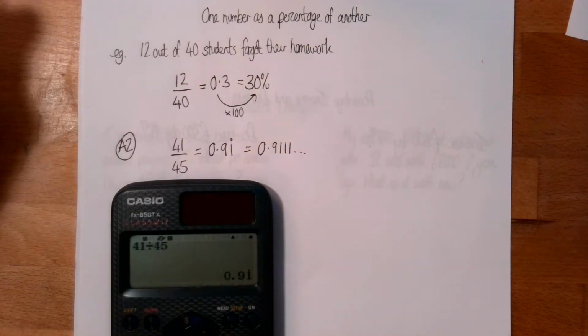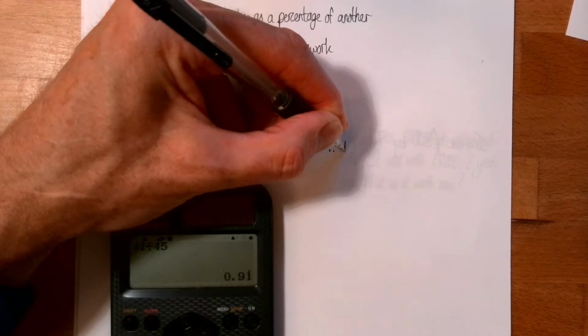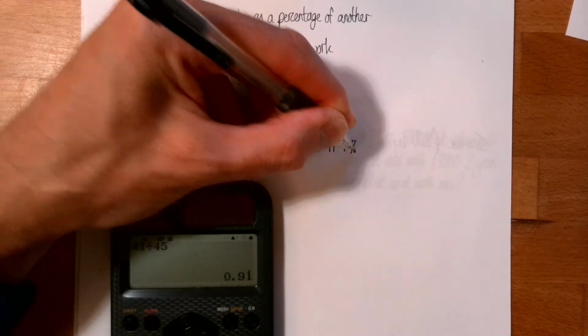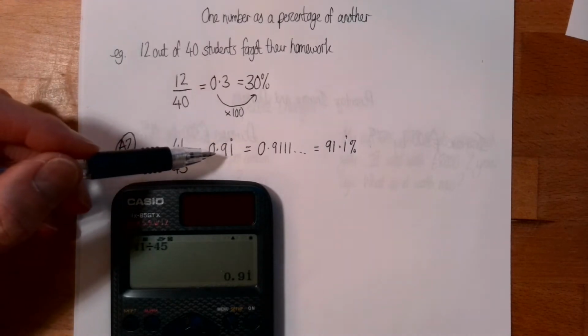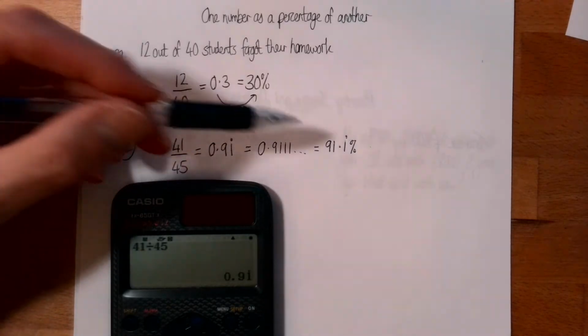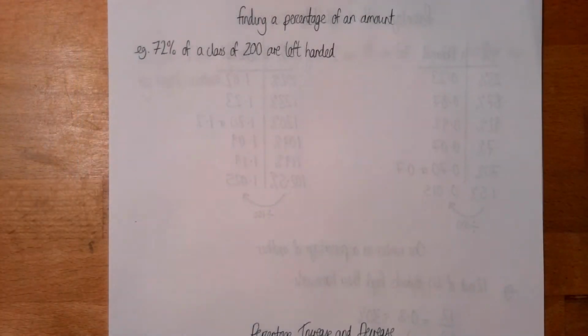And so as a percentage, that's 91.1 recurring percent. So 41 out of 45, 0.91 recurring, 91.1%. So here's the second technique, finding a percentage of an amount.